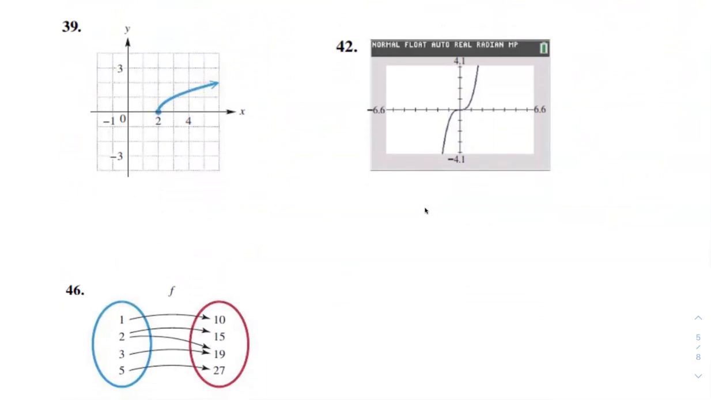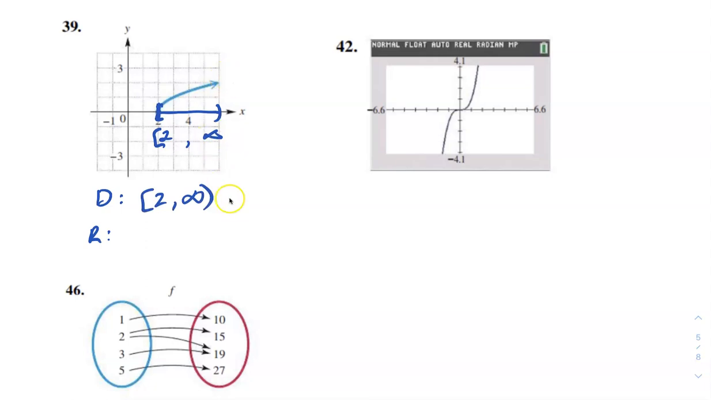Next one, same idea. Let's do domain and range first. My domain, again, domains are x values. So what's the furthest left? What's the furthest right? My furthest left is 2. My furthest right is an arrow. Remember what I said before? Arrows are infinity. So we're going to go from here all the way to the arrow, which is an infinity sign. So from 2 to infinity.